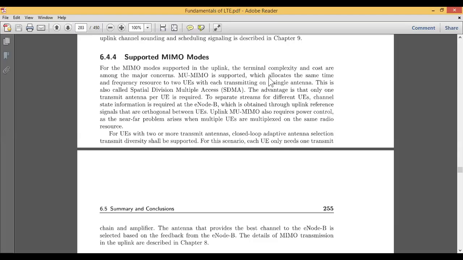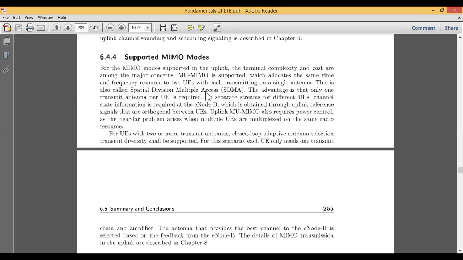Which allocate the same time and frequency resources to two user entities, with each transmitting on a single antenna. That is the specialty of the MIMO systems. And how can this be done? They are done in the spatial domain. We have seen the spatial multiplexing. The concept of spatial multiplexing will come into existence. That is why we change it to SDMA, that is spatial division multiple access.